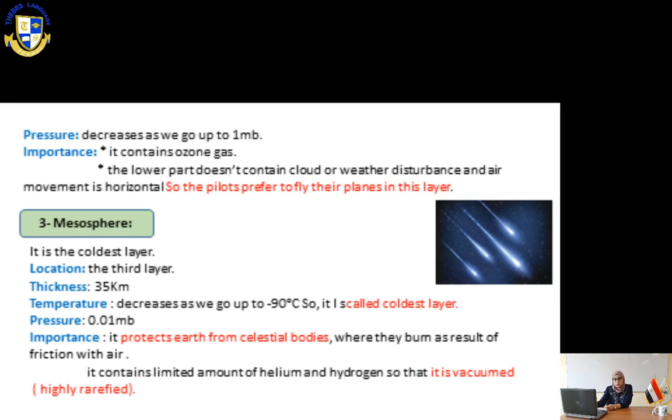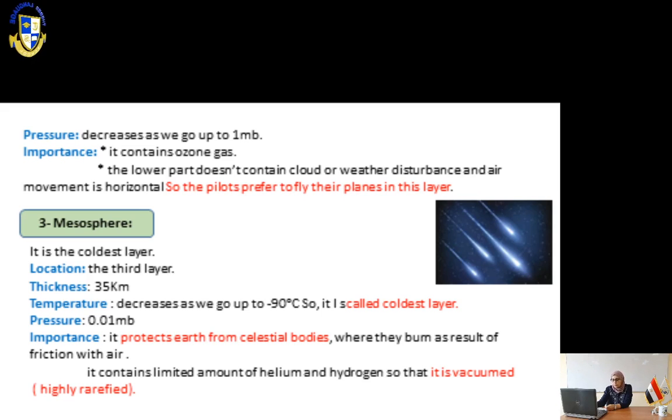Number 3, Mesosphere. The mesosphere is called the coldest layer, and it is the third layer. The thickness is 35 kilometers, and the temperature is -90, so it is called the coldest layer. Here the pressure is 0.01 millibars. What is the importance of the mesosphere? It protects the Earth from celestial bodies when they burn as a result of friction with air. It contains a limited amount of helium and hydrogen gas.